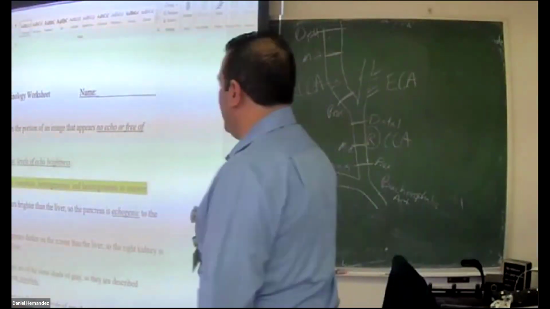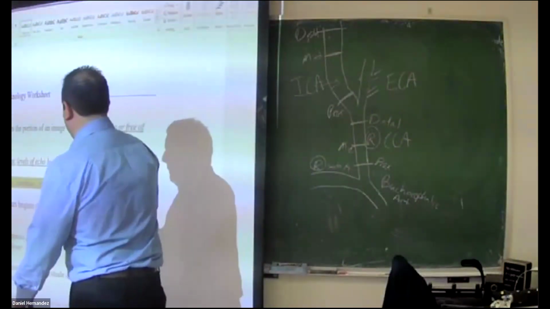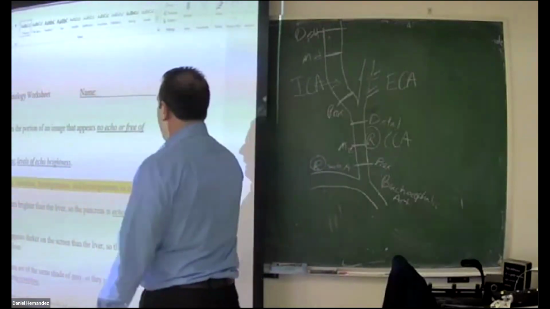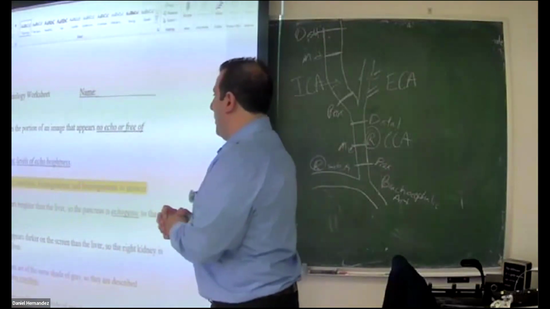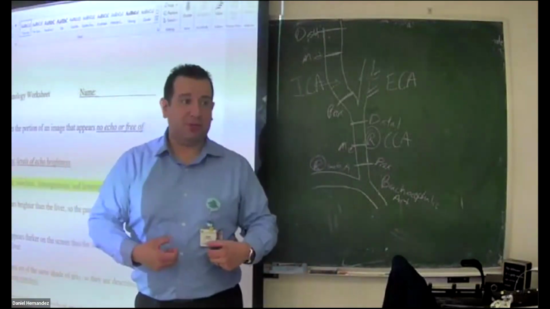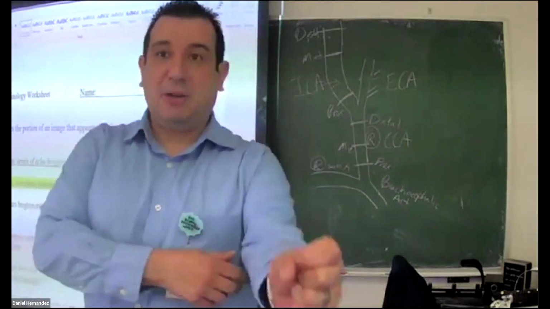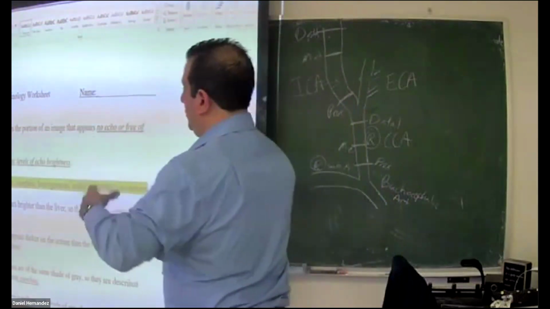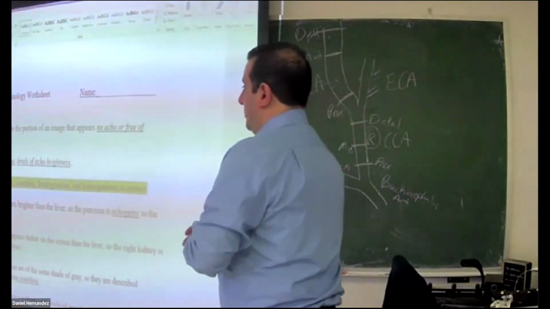Alright, so vascular terminology is the first one. Anechoic describes a portion of an image that appears echo-free or has no echoes. So when we refer to something as being anechoic, it means there's no echoes. On ultrasound, that's going to appear as black on our screen. So anything that appears black, we refer to as being anechoic, or without echoes.